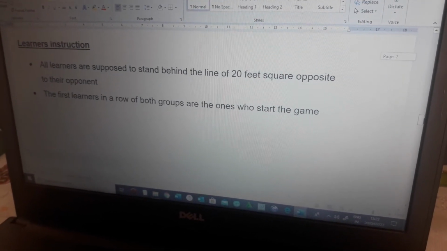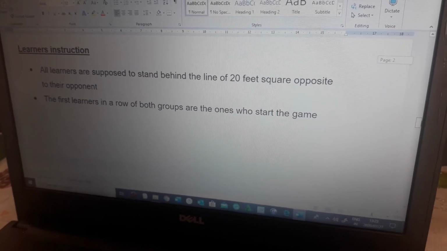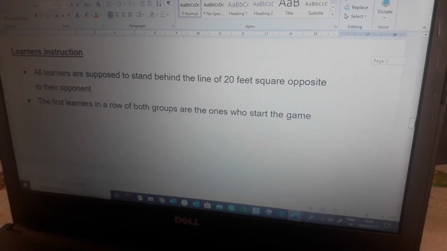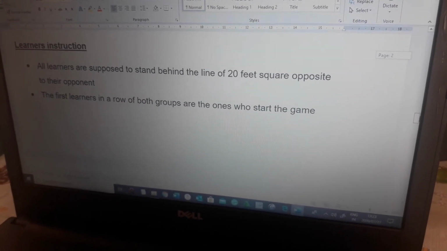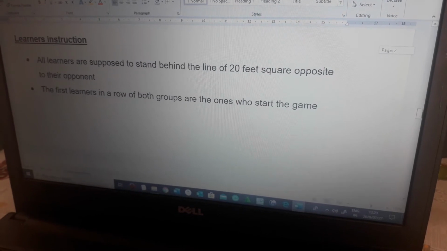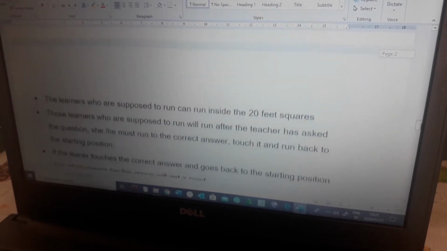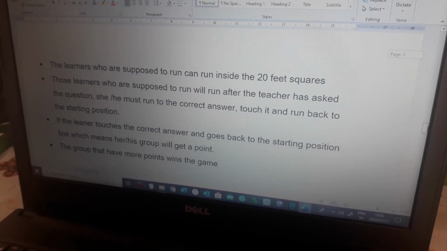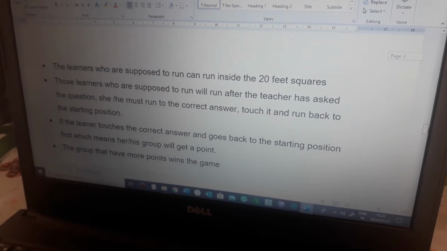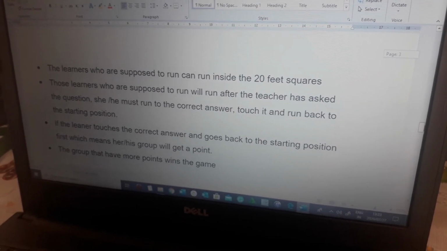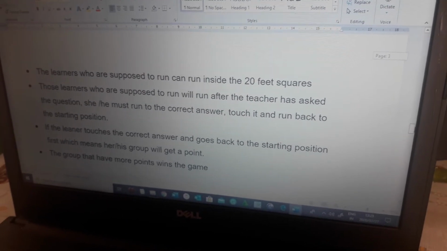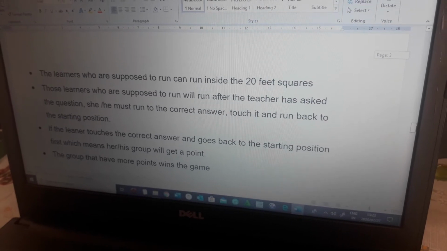Learner's instruction. All learners are supposed to stand behind the line of the 20 feet square opposite to their opponent. The first learner in a row of both groups are the ones who start the game. The learners who are supposed to run can run inside the 20 feet squares. Those learners will run after the teacher has asked the question. He or she must run to the correct answer, touch it, and run back to the starting position.